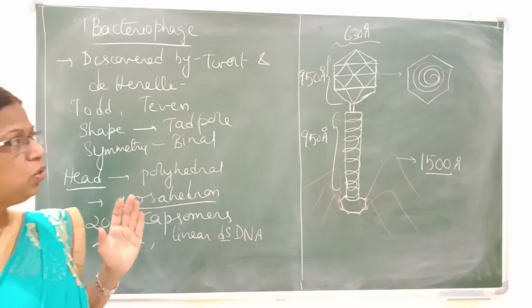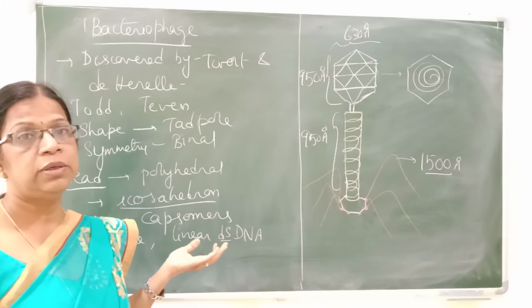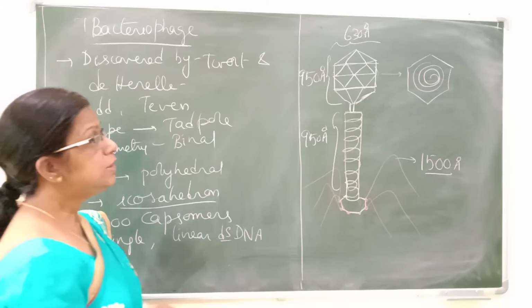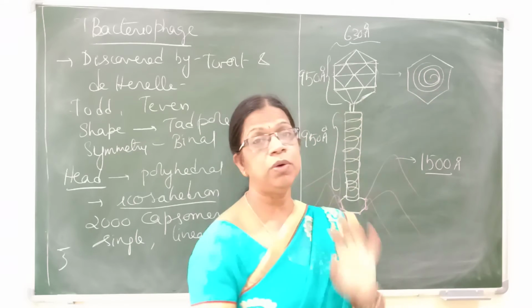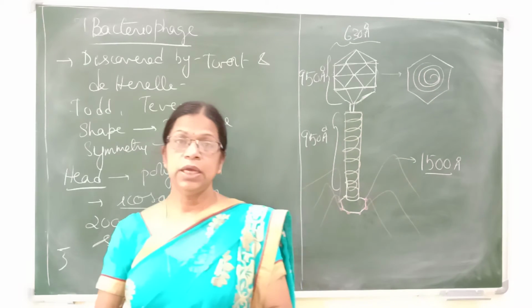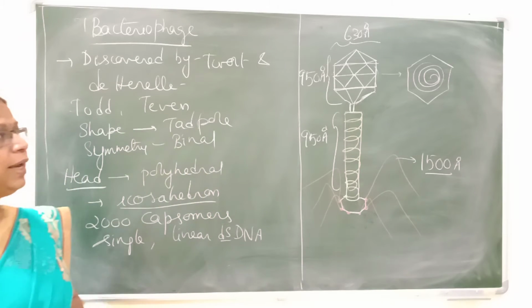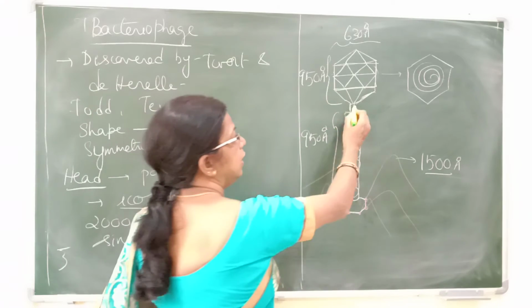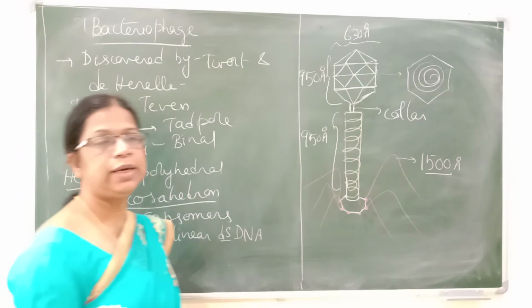The length of the DNA in the head is many times more than the length of the head itself, so it is highly packed within the head. It is linear, in the form of concentric circles, and it is double-stranded DNA. So that is the head. Now the junction between the head and the tail is called the collar region.